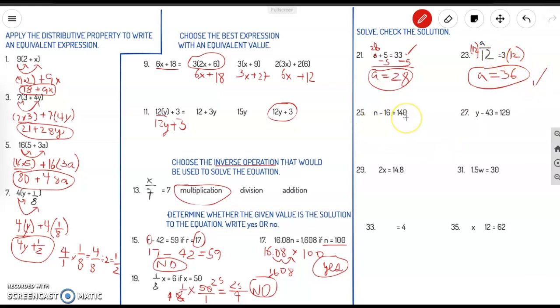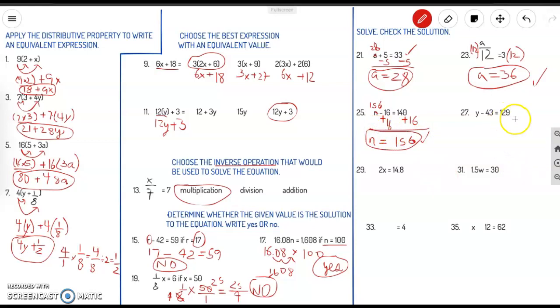25. n minus 16 equals 140. Inverse operation of minus 16 is? Good. Plus 16. And what do we do on the other side? Yep. That's right. Genius. Alright, so that cancels out. n equals? Good. 156. And then we can go ahead and check that. Check 156 minus 16. Tell me what the answer is. 140? Great.